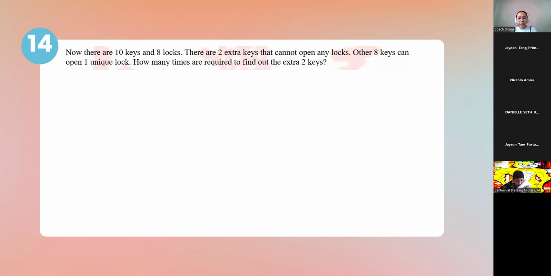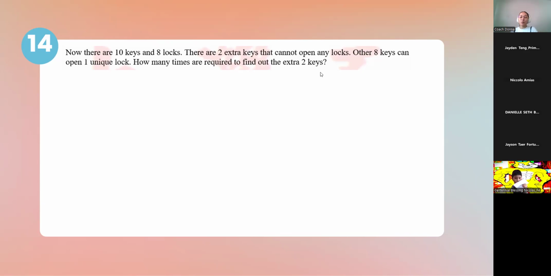So we have here, there are 10 keys and 8 locks. There are 2 extra keys that cannot open any locks. Other 8 keys can open 1 unique lock. How many times are required to find out the extra keys?